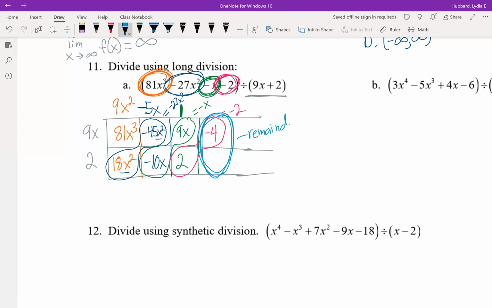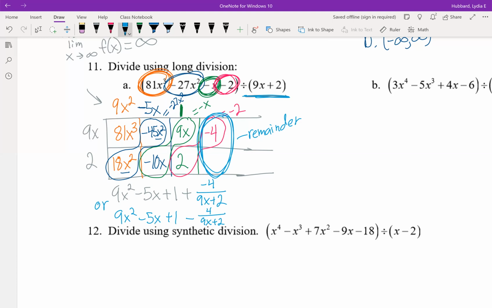Okay, so we just have one number in our remainder. And now we just need to write out our answer. So we take what's on top, which is 9x squared minus 5x plus 1. And then we add onto that the remainder, which is negative 4, divided by what we were dividing by, which is 9x plus 2. I would also accept 9x squared minus 5x plus 1 minus 4 over 9x plus 2. Both of those are correct.